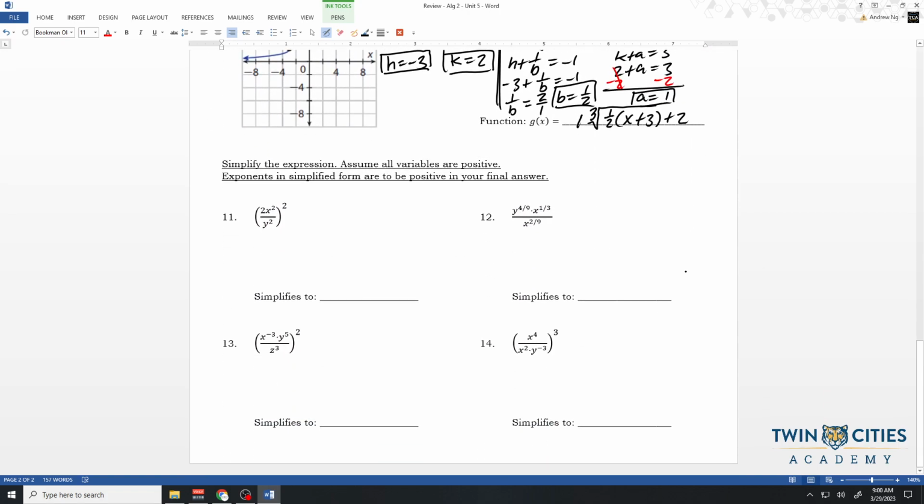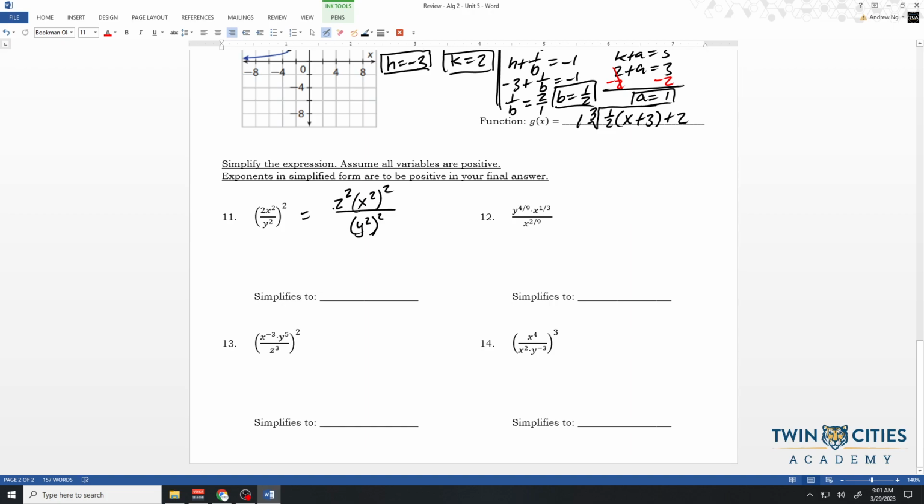Lastly, I've got 4 problems where I'll be simplifying an expression. I want to assume that all variables are positive, and I want to make my exponents positive in my final answer. So number 11: 2 times x squared over y squared, all to the second power. What I can do with this outside 2 is distribute it to everything, so this is the same as 2 squared times x squared squared over y squared squared.